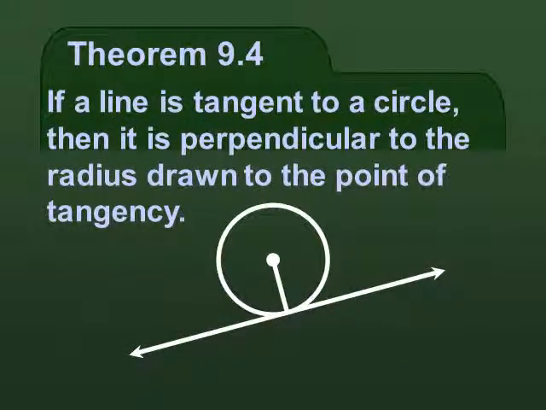So our first theorem is 9.4. If a line is tangent to a circle, then it is perpendicular to the radius drawn to the point of tangency. Just like when we could make a radius be a perpendicular bisector of any chord going through a circle, we can also make a radius that intersects at the point of tangency that is also perpendicular to that line. Because there's an infinite number of radii in a circle, we can do a lot with them.